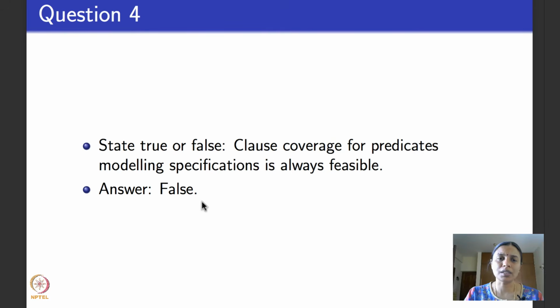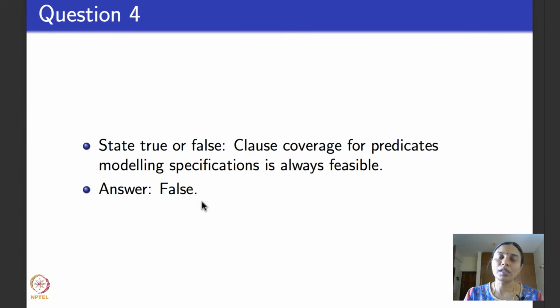So the next question asks you to state whether a given statement is true or false. The statement that was given is: clause coverage for predicates that model specifications is always feasible. In other words, when we consider specifications, which are requirements given in English or as finite state machines, we write out the logical formulae corresponding to them and consider clause coverage for these predicates. It asks, is it always possible to write test cases for the TR of clause coverage, or in other words, is clause coverage feasible? The answer is false.